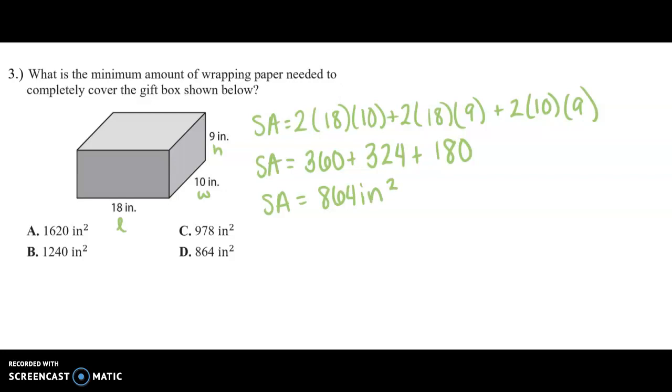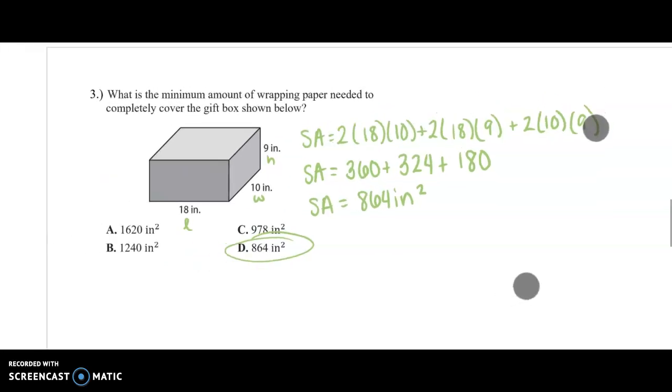So what is the minimum amount of wrapping paper needed? That would be D, and it's going to fit perfectly. The edges would line up. You would have no extra. Okay? But that is technically the minimum amount of wrapping paper that you would need to completely cover the gift box that is shown. Okay?